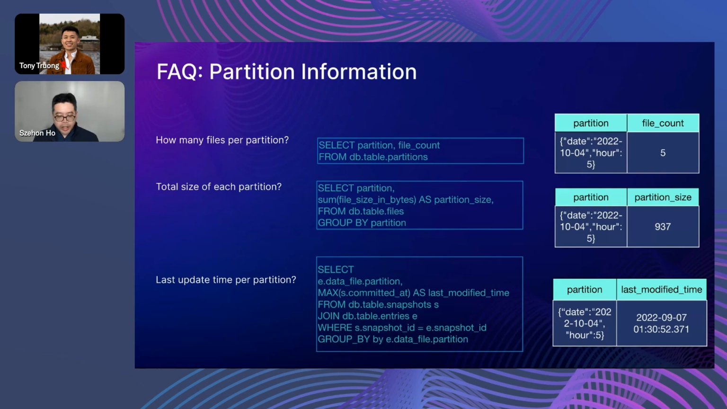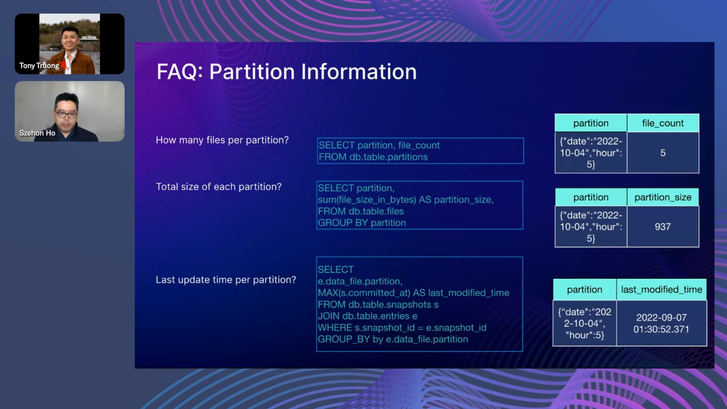So start off with partition questions. These are actually questions that I think came up on the Iceberg dev list, and some users as well have asked me this. Common questions about partitions are: how many files you have per partition, what's the total file size of each partition, and what's the last update time per partition. So let's just go over them one by one.